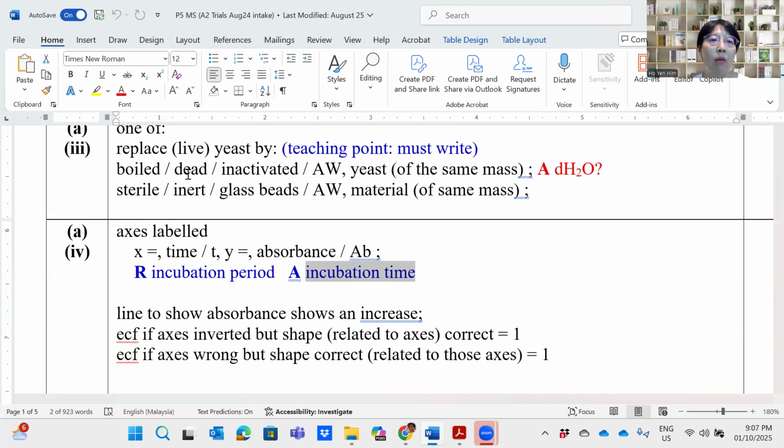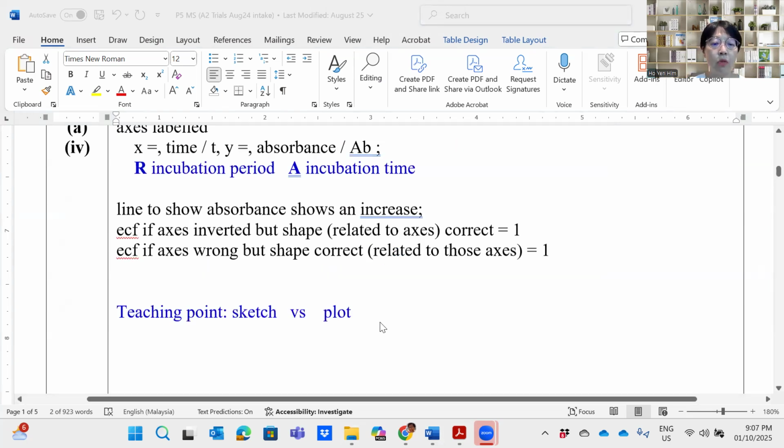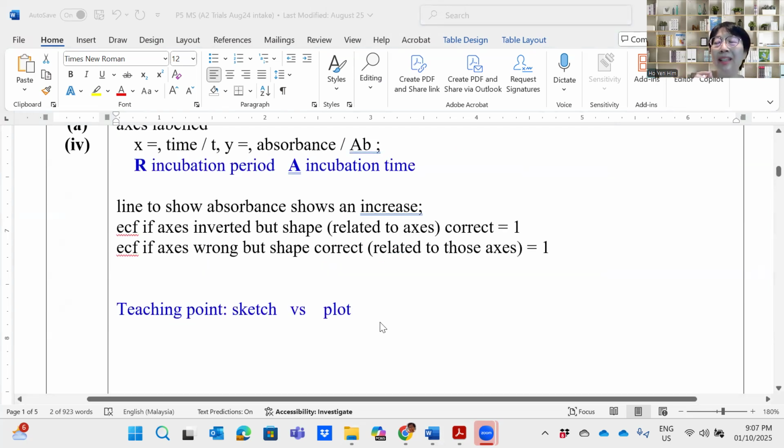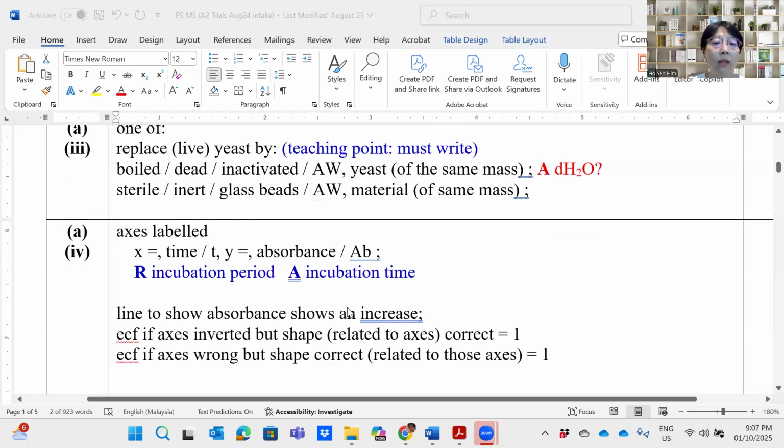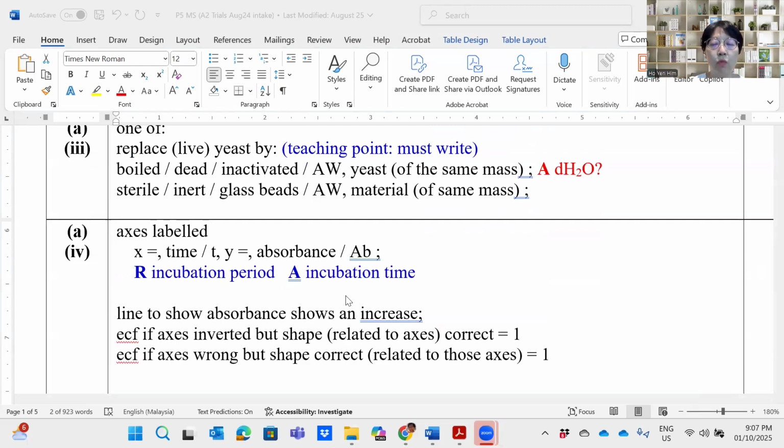This is where I want to stress that you must read carefully. There's a difference between incubation period and incubation time. Now that you know your content very well, you want to brush up your sharpness in using words. A different word has a different meaning. You must use the correct word for the correct thing that you want to describe. Okay?